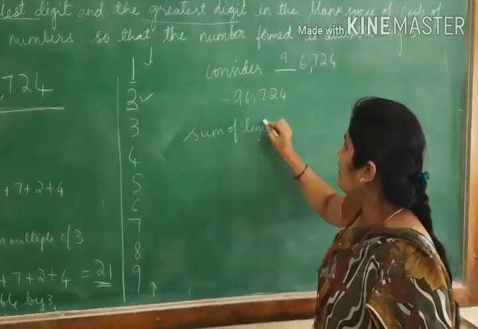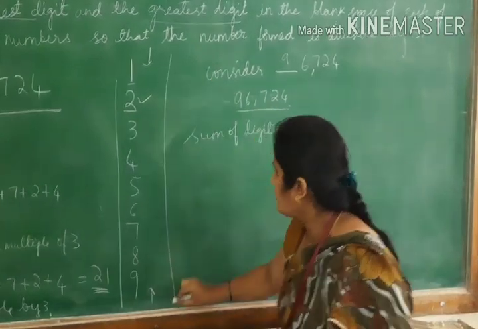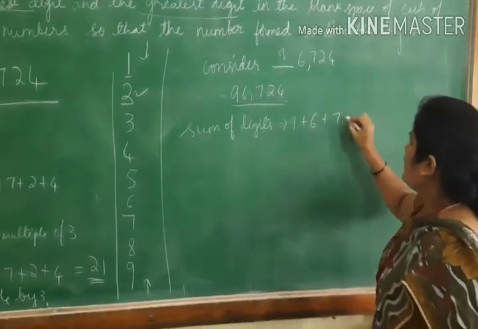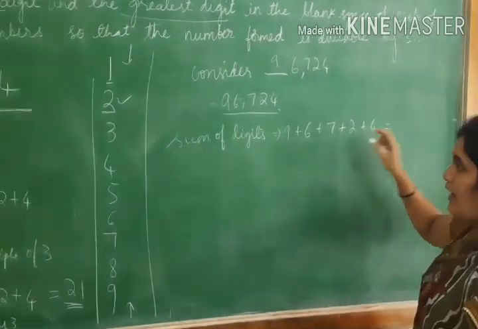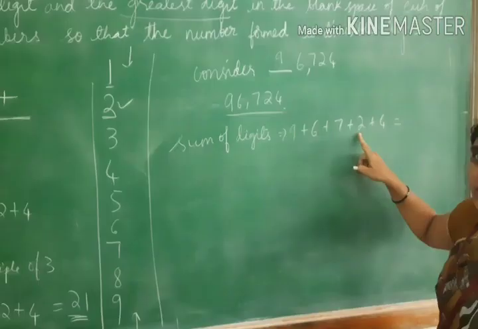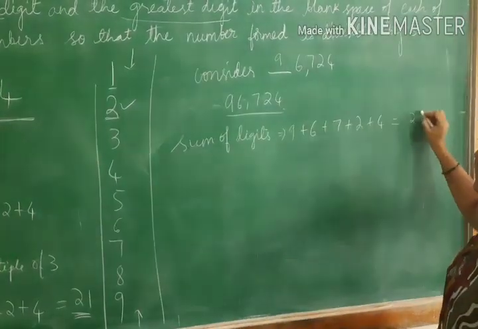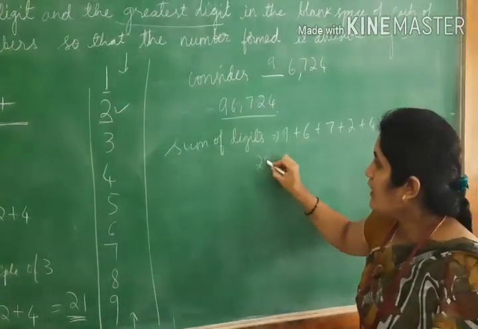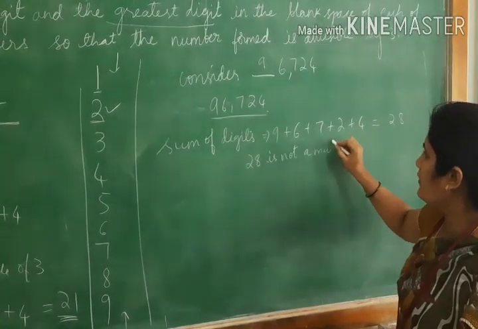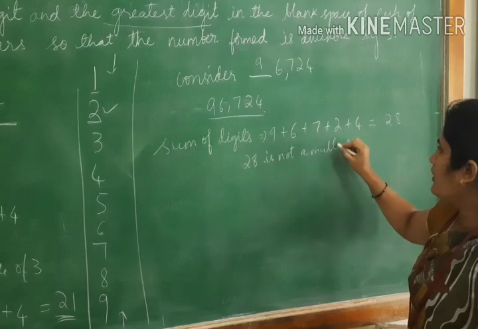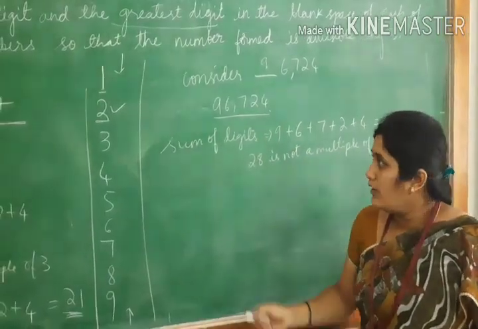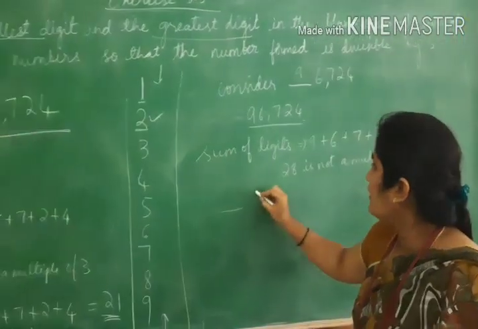When you add all the digits present in this number, 9 plus 6 plus 7 plus 2 plus 4. Let me add. 9 plus 6 is 15, plus 7 is 22, plus 2 is 24, plus 4 is 28. As you can see, 28 is not a multiple of 3. That means this number is not divisible. Now again consider this blank.